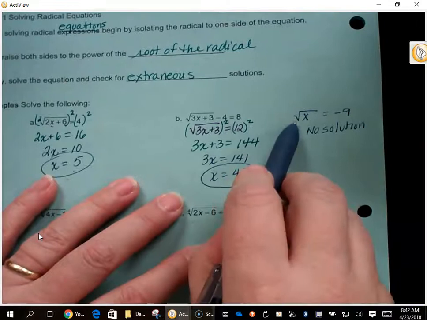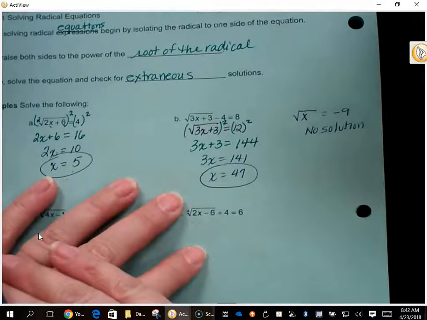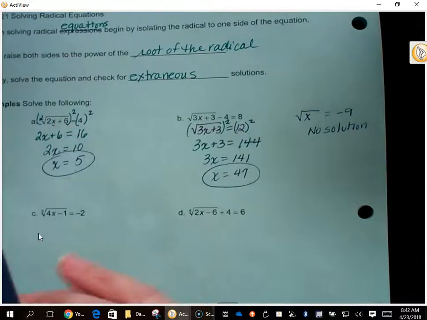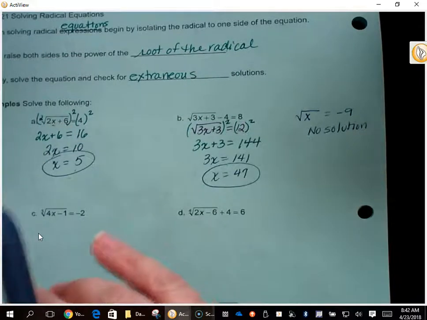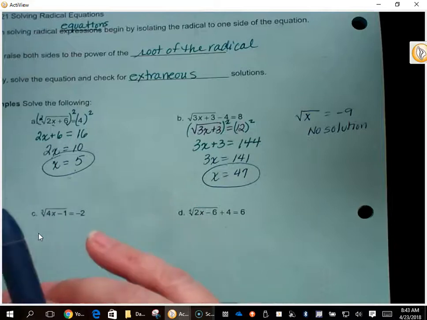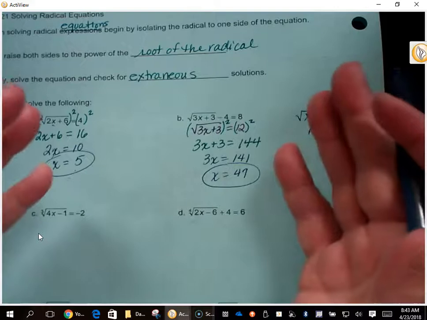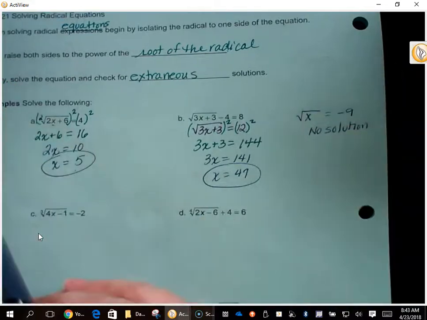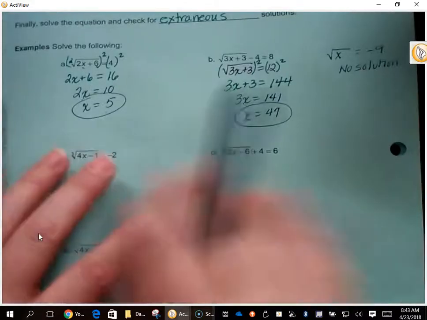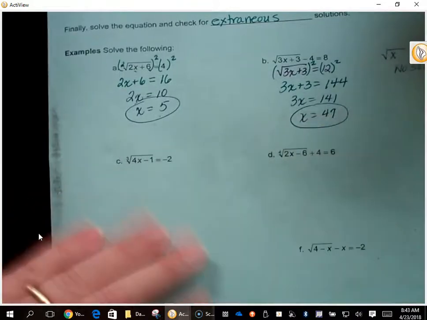Because the square root has to be a positive number. With the way we've defined radicals in this course, we cannot have a solution there. When we square it, we're going to say that x is 81, but when we take the square root of 81, we get 9, and that's not -9. Because we're saying our square roots are going to be positive square roots, principal square roots.